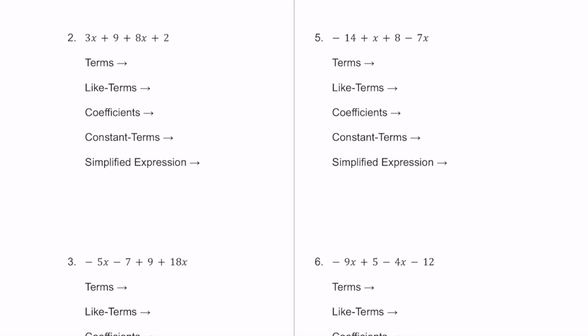All right, here is number 2. For number 2, it looks like we have this expression of 3x plus 9 plus 8x plus 2. Again, we like having everything be written as a sum, so we have plus signs. By definition, our terms are separated by plus signs. So we have 3x, positive 9, positive 8x, and positive 2. Our terms here, we can just write those down: 3x, positive 9, using a comma to separate them.